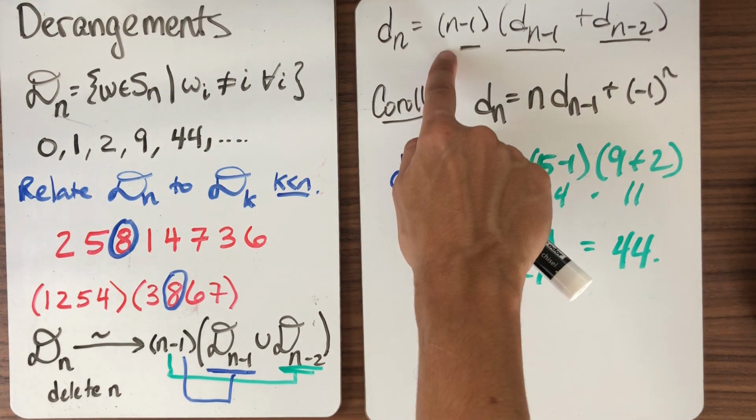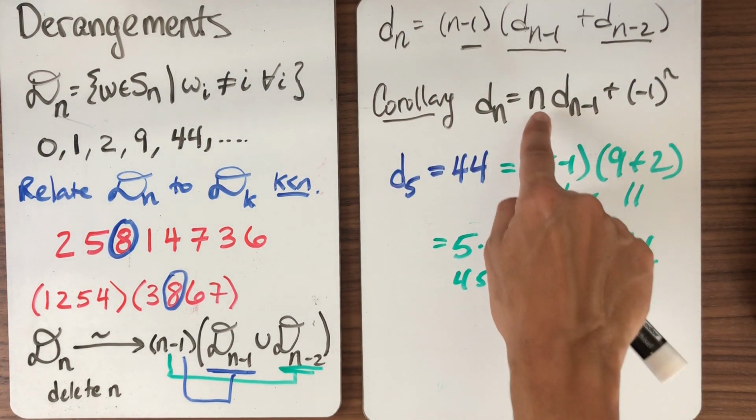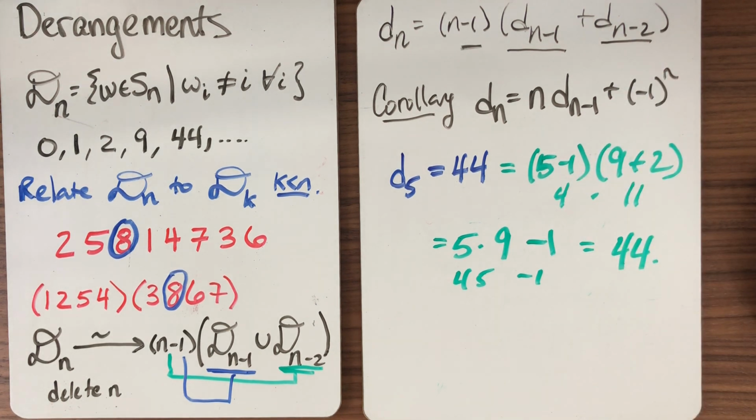Either it's a simple product of n minus 1 times a number, or it's n times a number with an offset of 1. So those are 2 classic recurrences or formulas for computing the derangement numbers. Next time we'll get a formula that doesn't involve the recurrence.